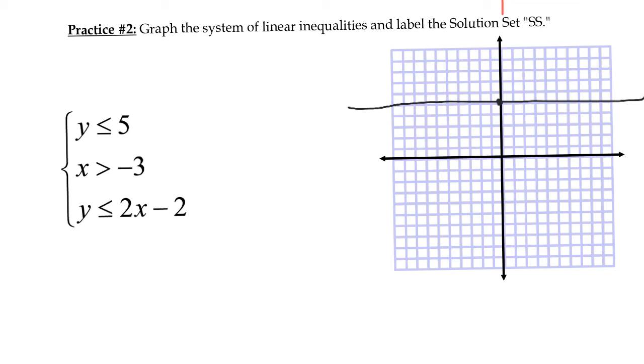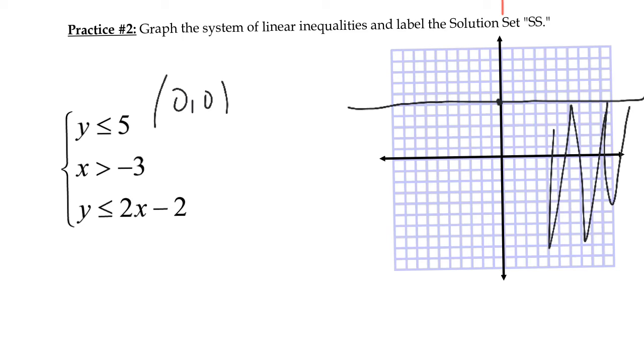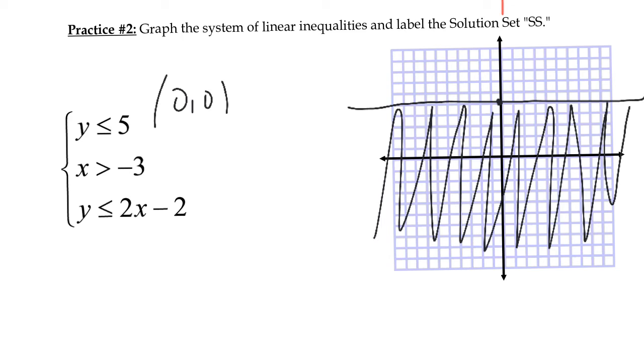Now, should we shade below it or above it? In this case, it should be below it, and also you can test 0, 0. If you test 0, 0 is less than or equal to 5, which means the origin should be included. So this is y is less than or equal to 5. Now, let's do this now in red.